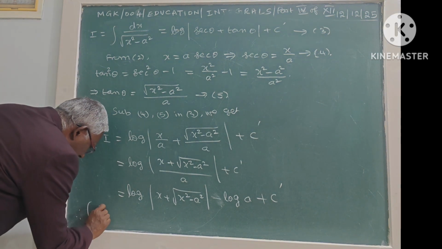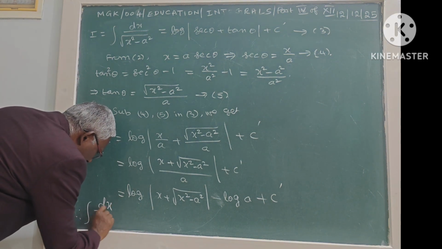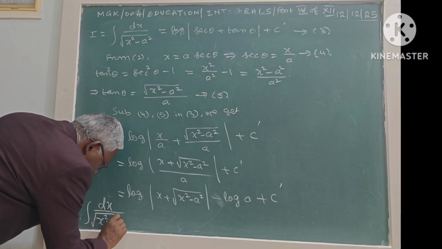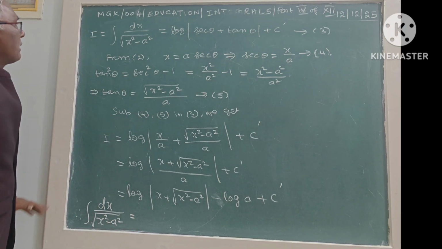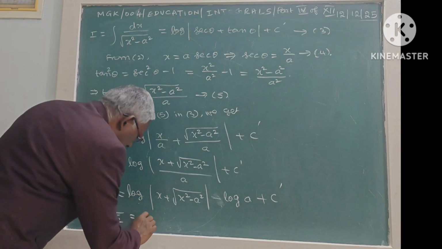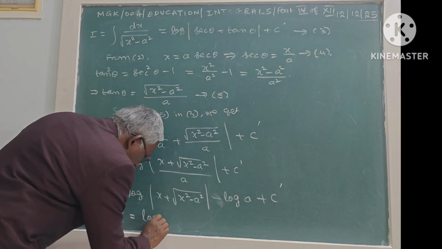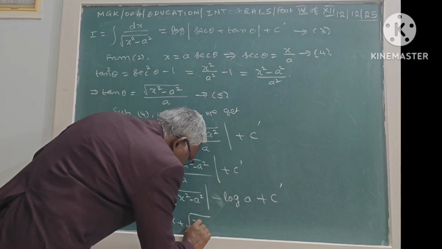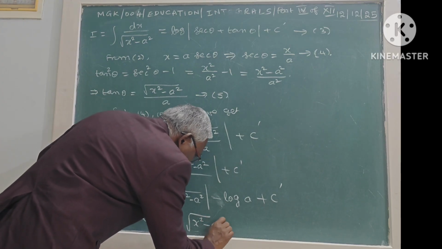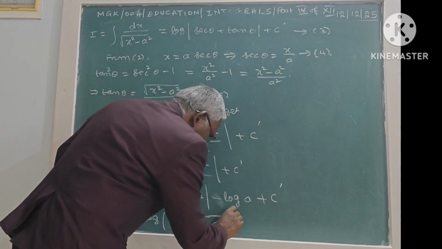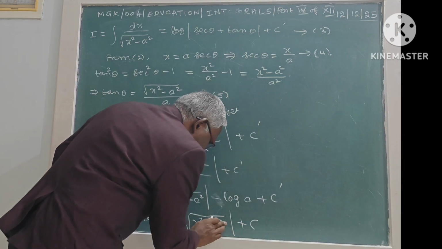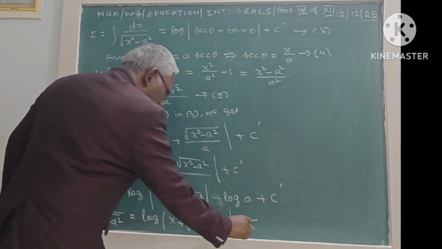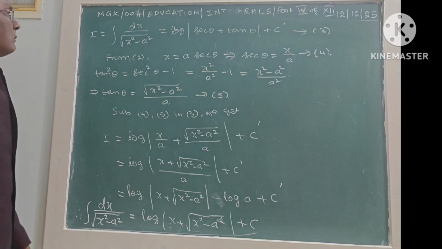Therefore, integral dx by square root of x square minus a square is equal to log of x plus square root of x square minus a square plus constant. So this is the answer.